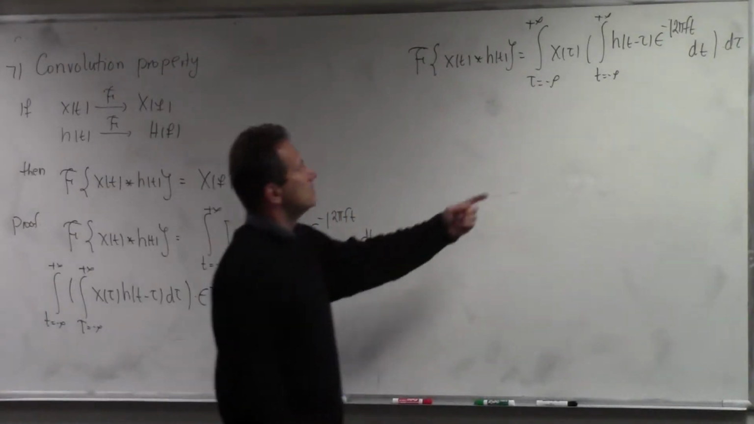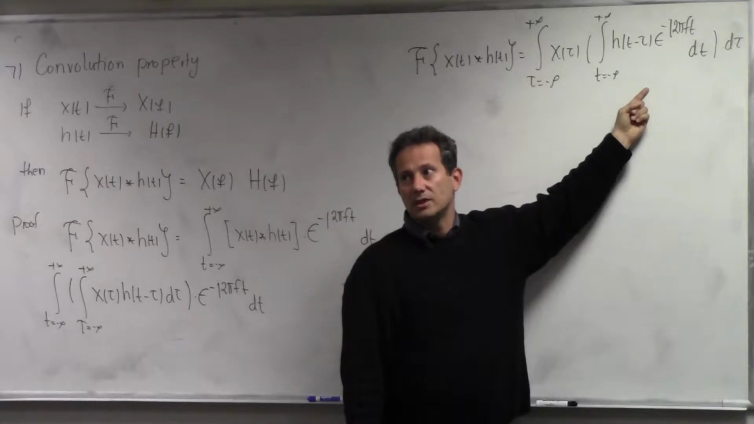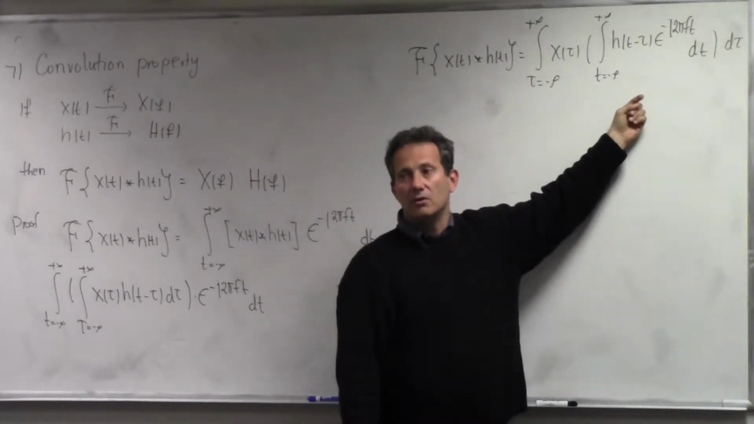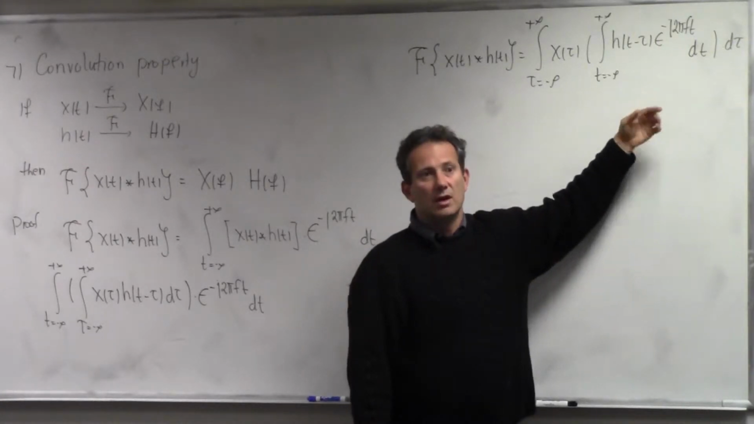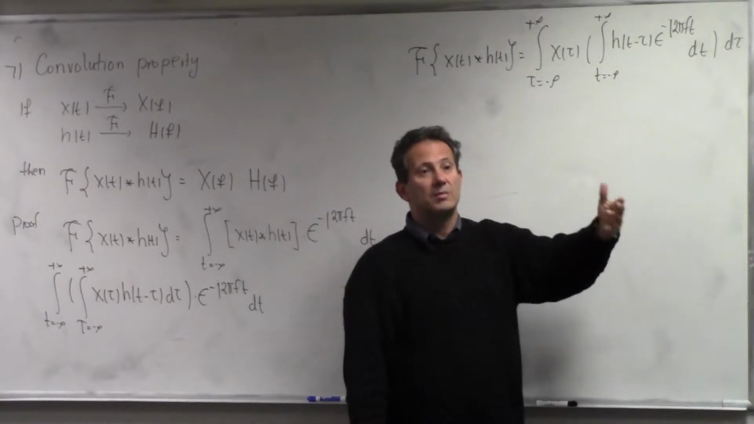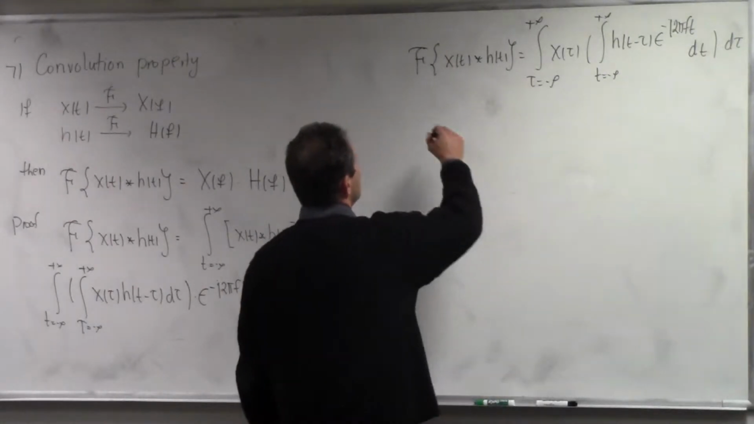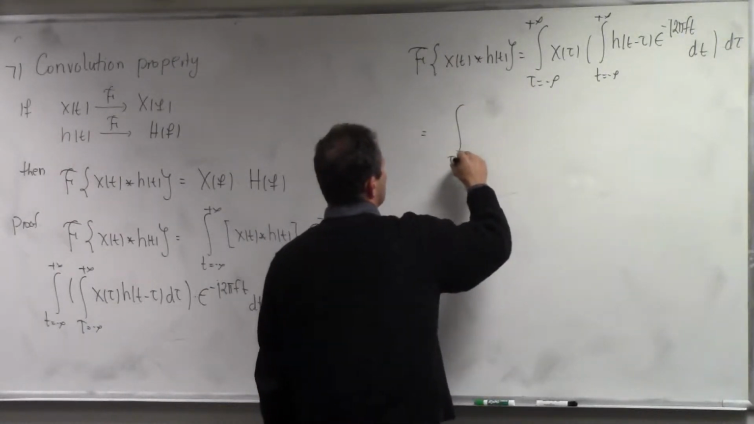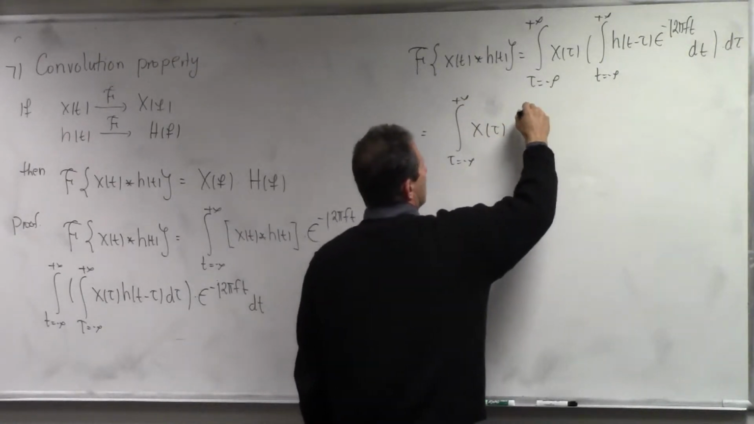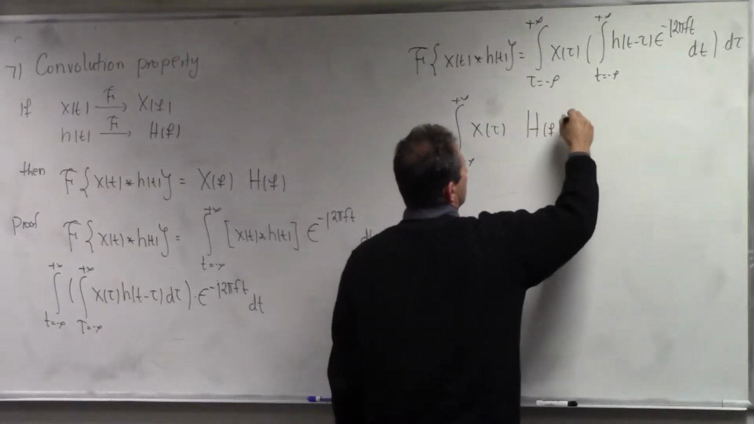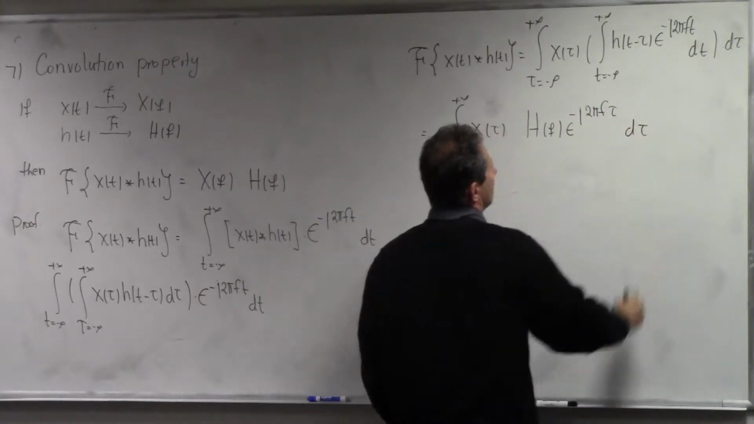Now, if you look at this, what is this? This is a Fourier transform of the delayed version of h of t, right? How do I obtain the Fourier transform of the delayed version? I have to take the Fourier transform of the signal and multiply that by e to the minus j 2 pi f t0. So this becomes an integral when tau goes from minus infinity to plus infinity, x of tau, and this is now h of f e to the minus j 2 pi f tau, and then d tau.